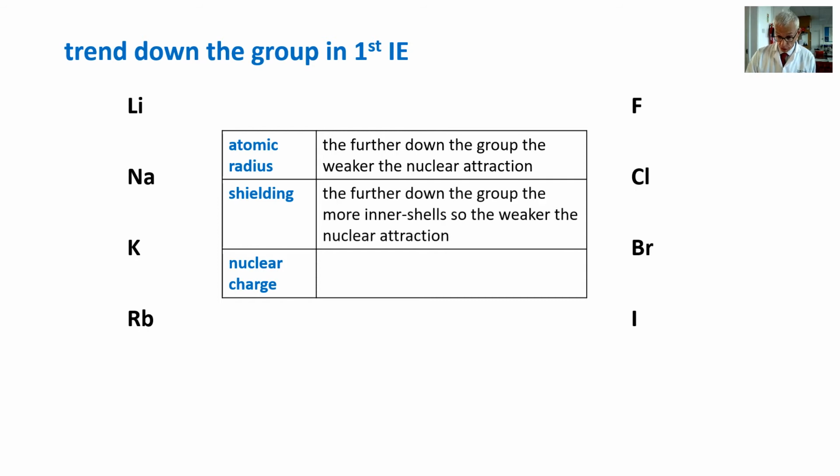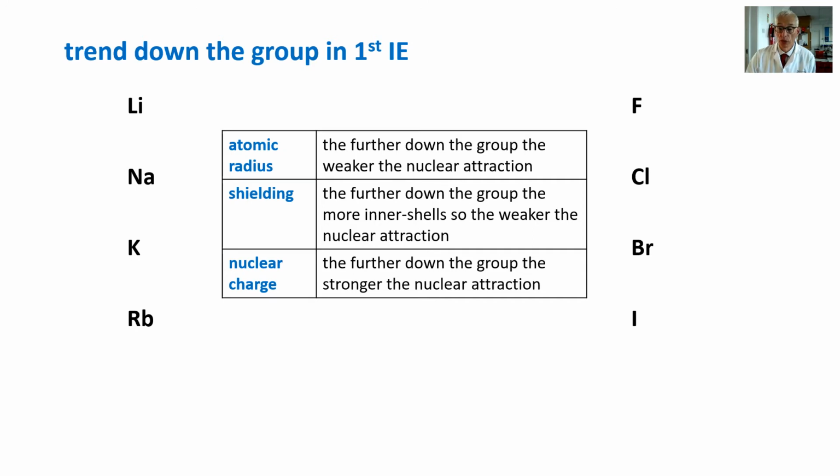As you go down the group, there are more inner shells of electrons, so that is going to increase electron-electron repulsions from within the atom, and so as you go down the group, the weaker the nuclear attraction. But as you go down the group, the nuclear charge will increase, which will make nuclear attraction stronger.